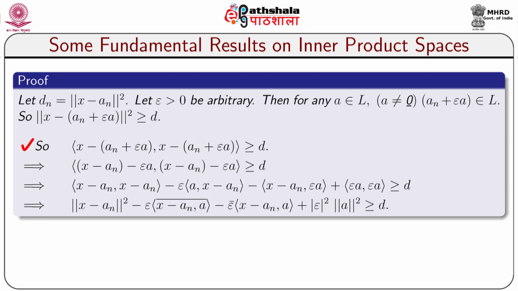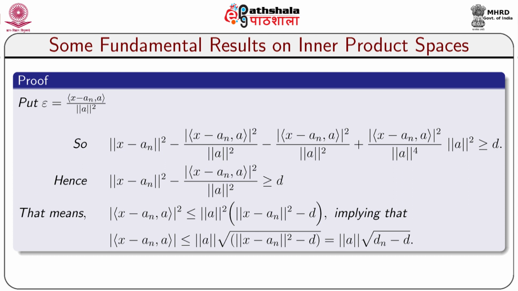So, inner product x minus a n plus epsilon a comma x minus a n plus epsilon a is greater or equal to D. This implies inner product x minus a n minus epsilon a comma x minus a n minus epsilon a is greater or equal to D, which on simplification we get norm of x minus a n whole square minus epsilon into inner product x minus a n comma a bar minus epsilon bar inner product x minus a n comma a plus modulus of epsilon square into norm of a square greater or equal to D.